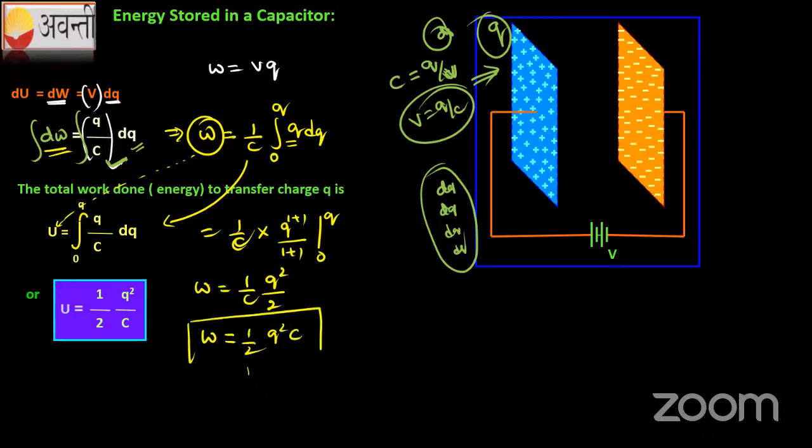This is actually the work done on the plates by the battery. This work done is stored as electrical potential energy. Clear now? Stored as electrical potential energy. Is that clear? This is the energy equation, the energy stored in the capacitor plates.